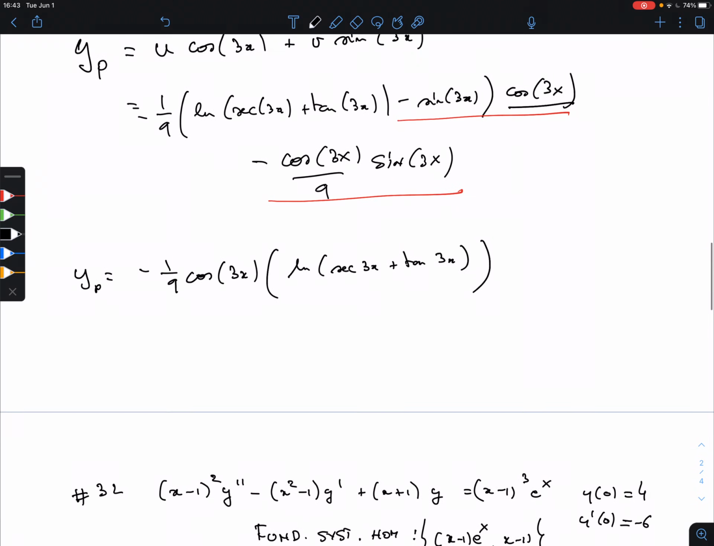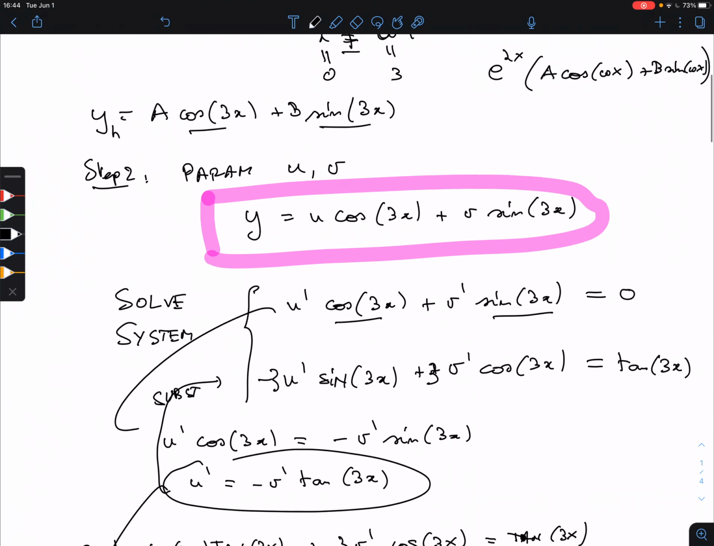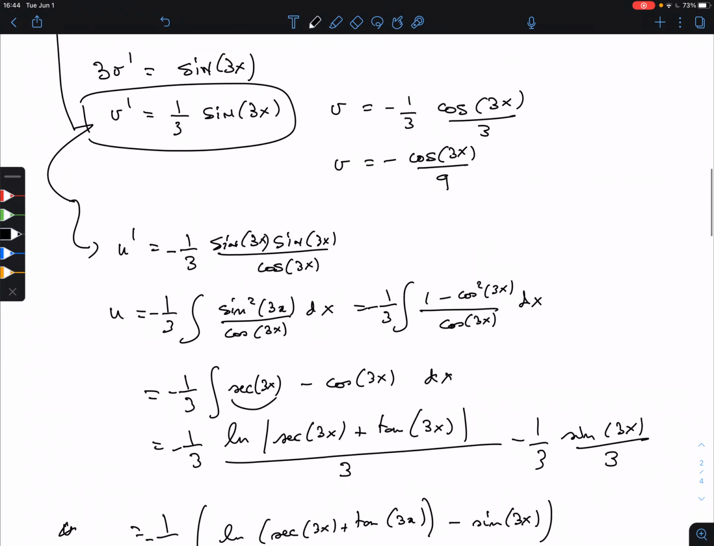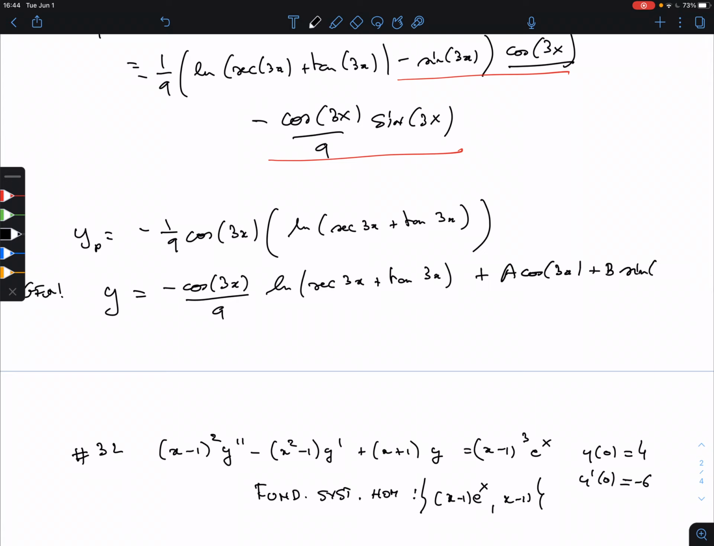And then the general solution, y is this guy, minus cosine 3x over 9 times ln secant 3x plus tangent 3x, plus the general homogeneous solution, a cosine 3x plus b sine 3x. Okay.